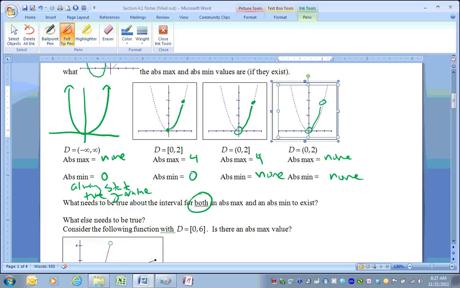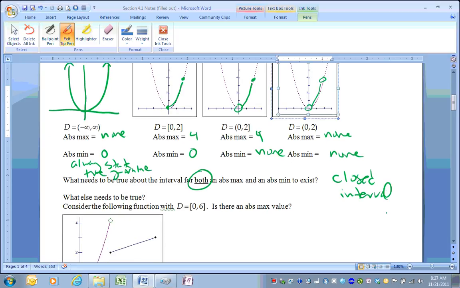Closed, right. Everything has to be included, or closed interval. Nothing could be open. See, the first one was open on both sides, right? But if you have domain all real numbers, there's a chance you can have one or the other, right? But for the third and fourth, we didn't have both absolute max or min. Only for the second one we did.